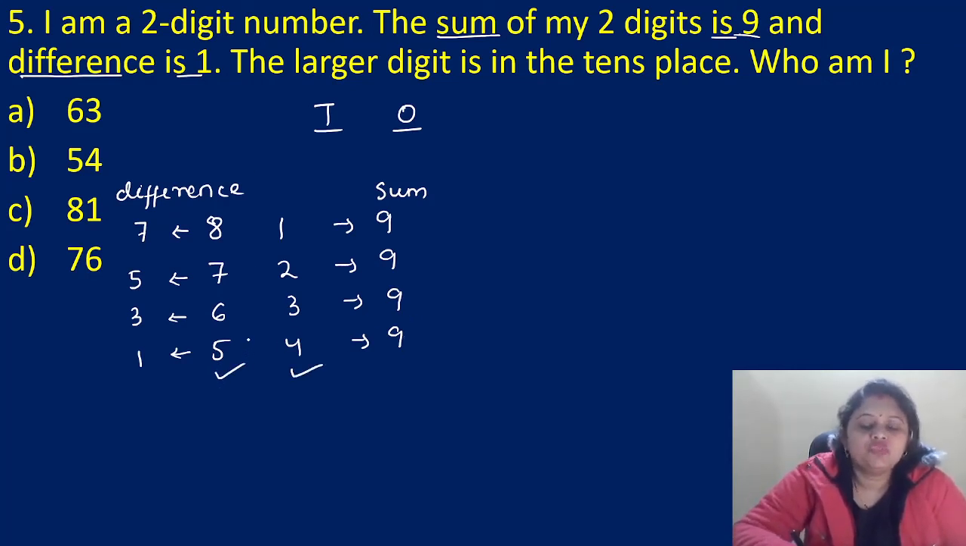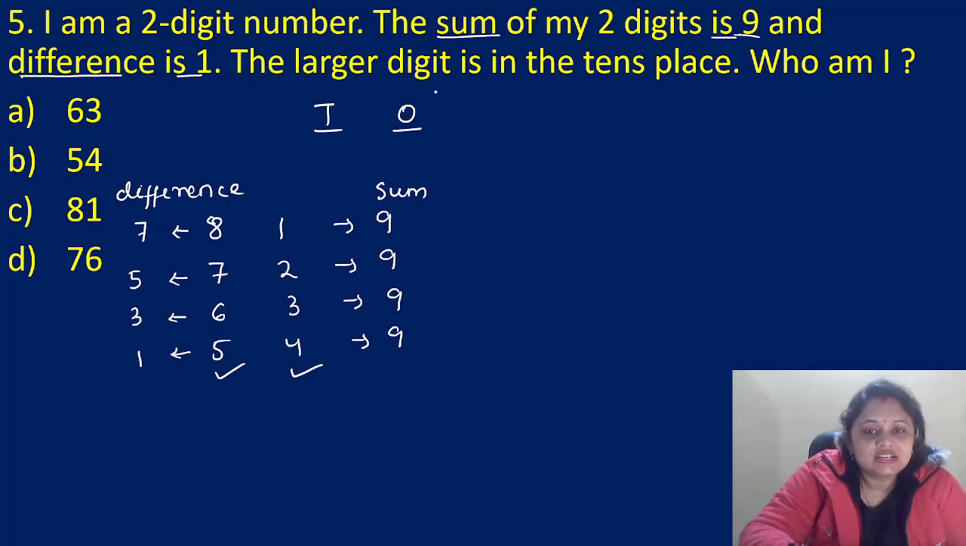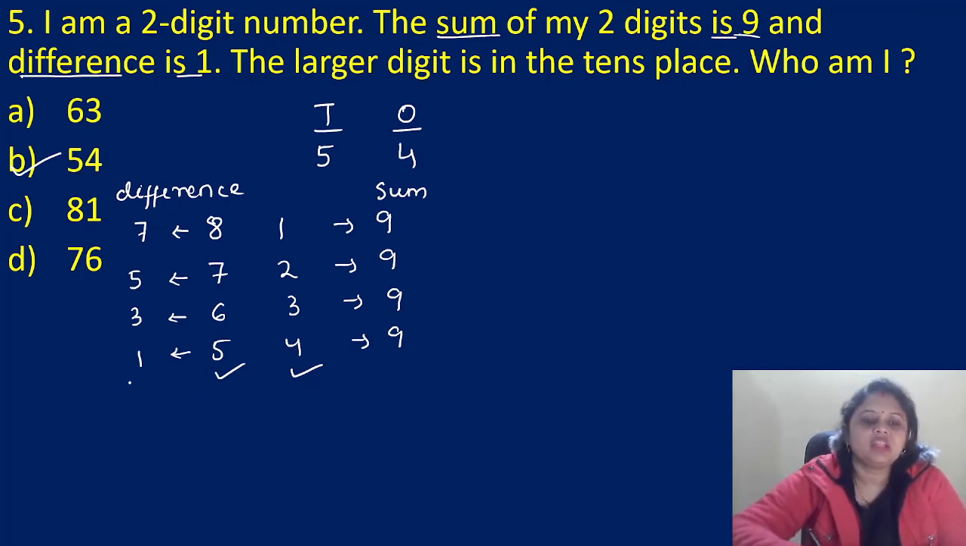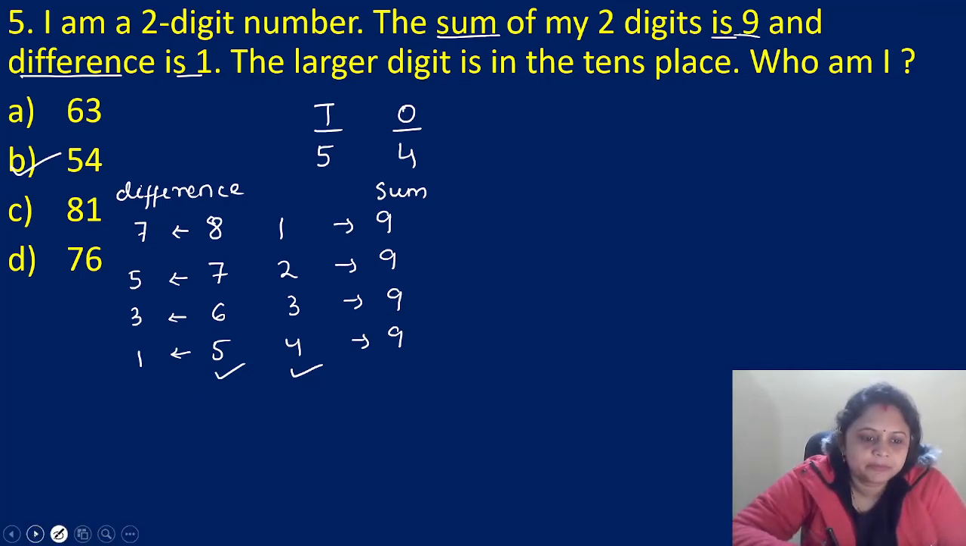Okay, so we know the digits are 5 and 4, but where to write 5 and where to write 4? The larger digit is in the tens place. Between 5 and 4, which is the larger digit? That is 5, so it is present in tens place, and in the ones place the other digit, that is 4. So what is the number? That is 54. Okay, and it is present in option B. Got it? Let's move to the next question.